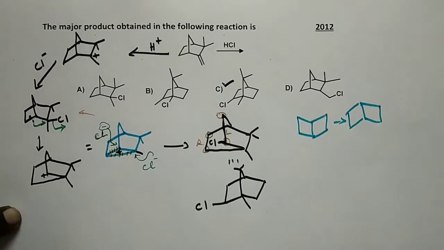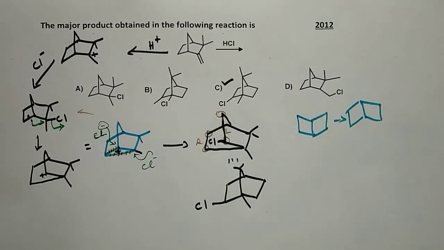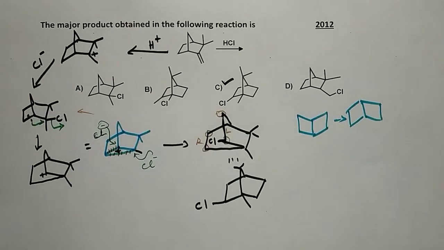So this is not only Wagner-Meerwein. Apart from that, it involves the non-classical carbocation. The camphene rearrangement involves a non-classical carbocation, which is a very important reaction, very typical of non-classical carbocation. You have to remember that and practice it.